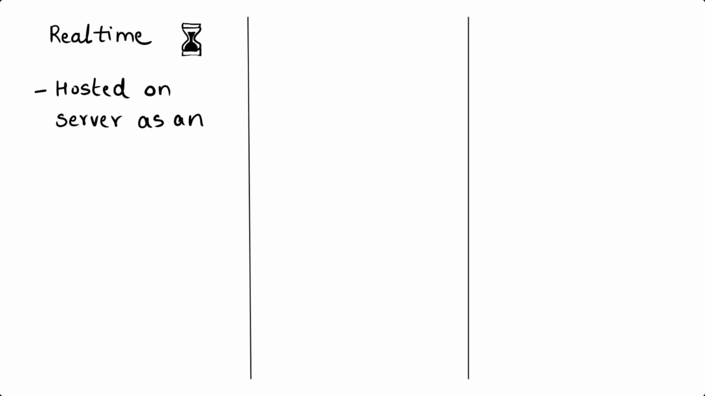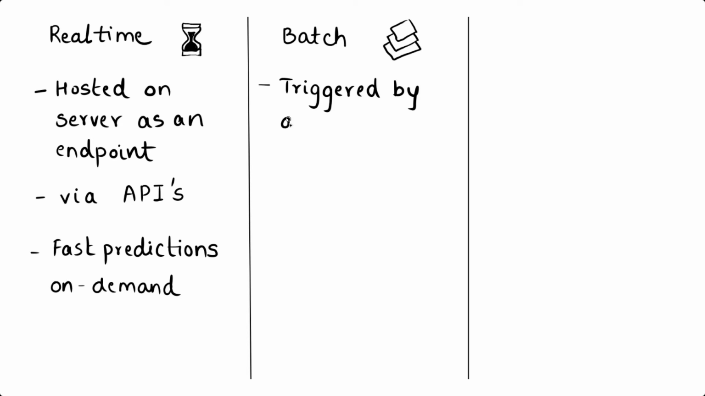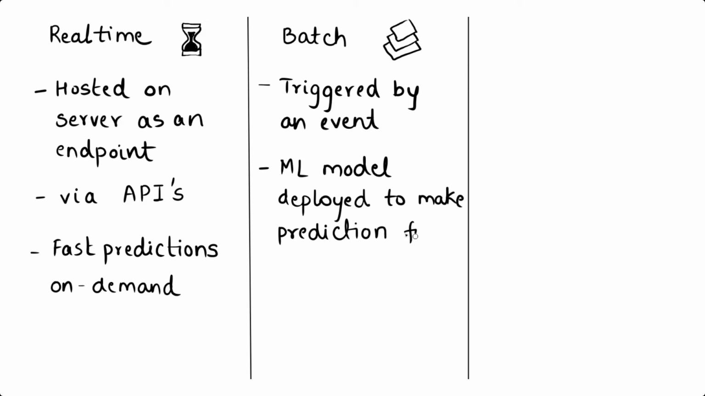Firstly, there is real-time inference, and this involves hosting a machine learning model as an endpoint on a web server, and applications can then provide data via HTTPS and receive back in a short period of time the predictions of the model. And secondly, you have batch inference, where on a regular basis, triggered by time or events such as data landing in a data lake, resources are spun up and a machine learning model is deployed to make predictions on new data that is now available in the data store or data lake.